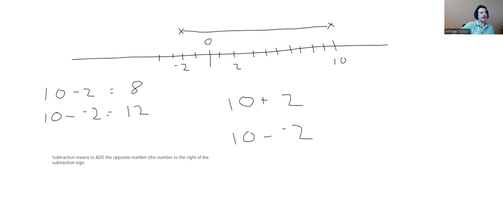The opposite of a positive number is the negative number that's the equal distance from 0. So the opposite of 2 is -2. The opposite of -2 is +2. So if subtraction means to add the opposite number, the number to the right of the subtraction sign, then 10 minus 2, which is 8, is 10 plus a -2, which is also 8. 10 minus -2 becomes 10 plus a +2, or +12.